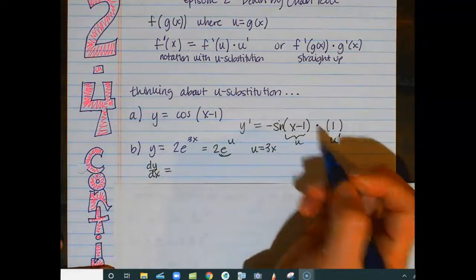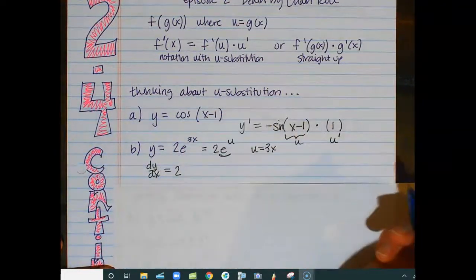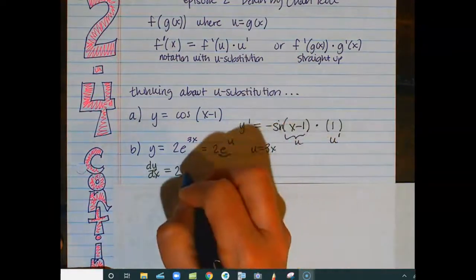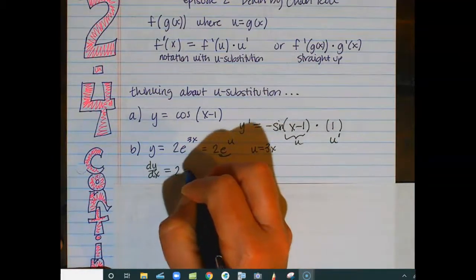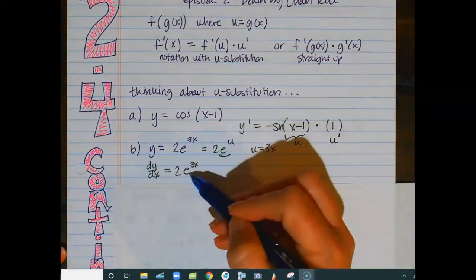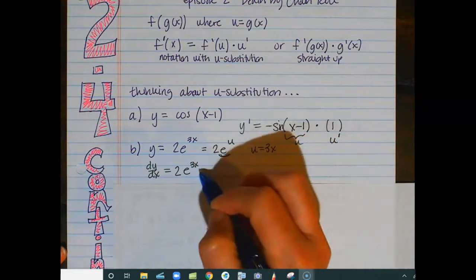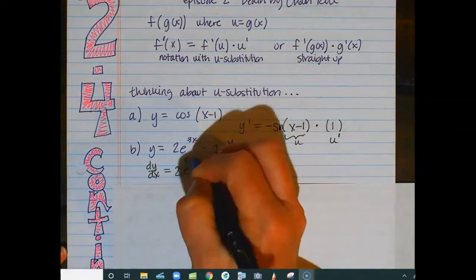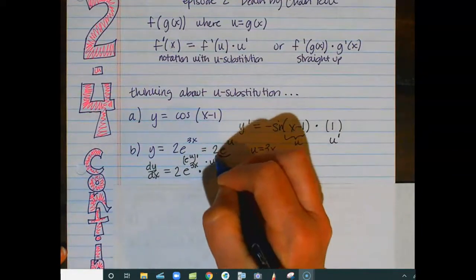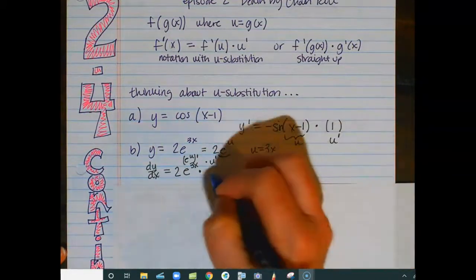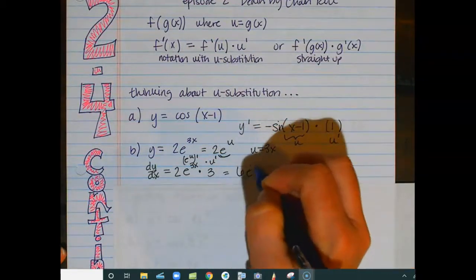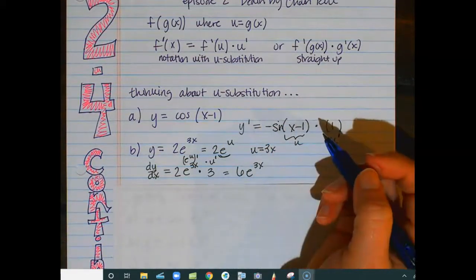So that's going to be, I'm going to keep this coefficient, we talked about that the other day. We're going to keep the 2, nothing happens with the 2. And then we're going to say the derivative of e to the 3x is e to the 3x. We keep the u. Derivative of e to the u is the same thing, e to the u, times u prime, and u prime is 3, which is going to be equal to 6e to the 3x.